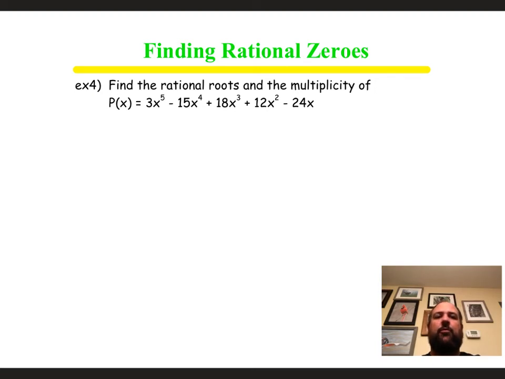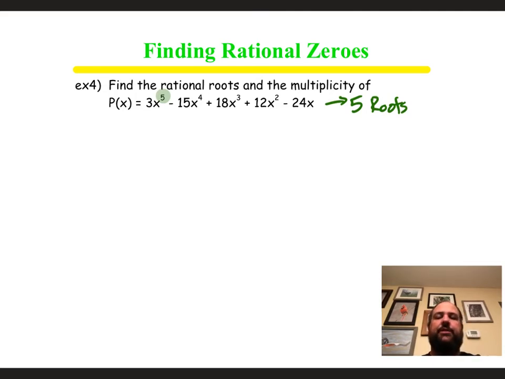For example 4, we're going to find the rational roots and the multiplicity of p of x equals 3x to the 5th minus 15x to the 4th plus 18x cubed plus 12x squared minus 24x. So the first thing that I notice is the degree. In this case, it's a degree 5, which tells me that there should be 5 roots. So I'm looking for 5 solutions to this function.